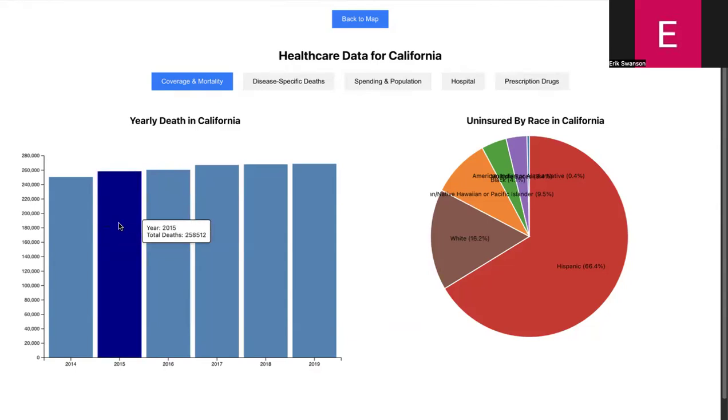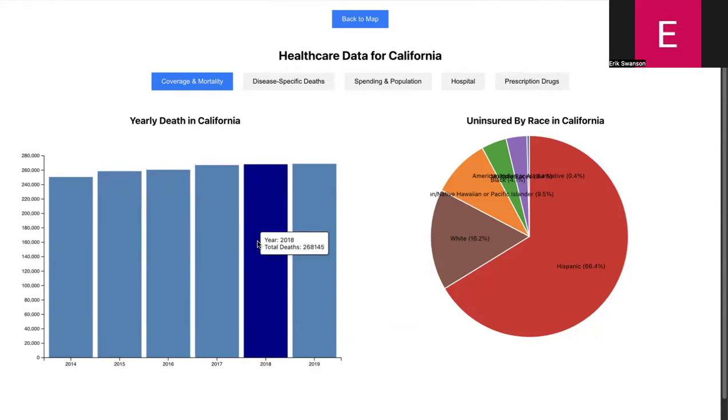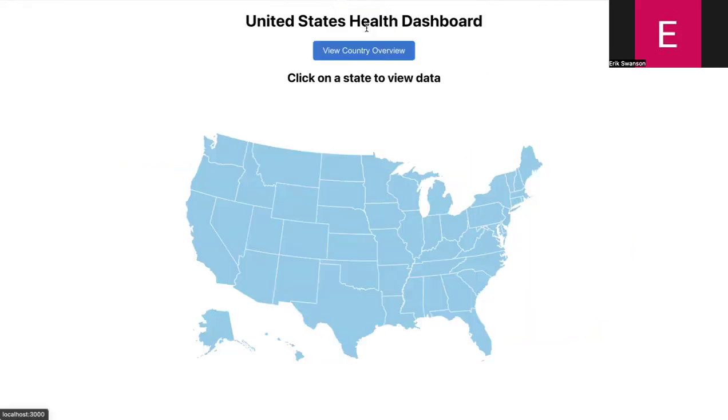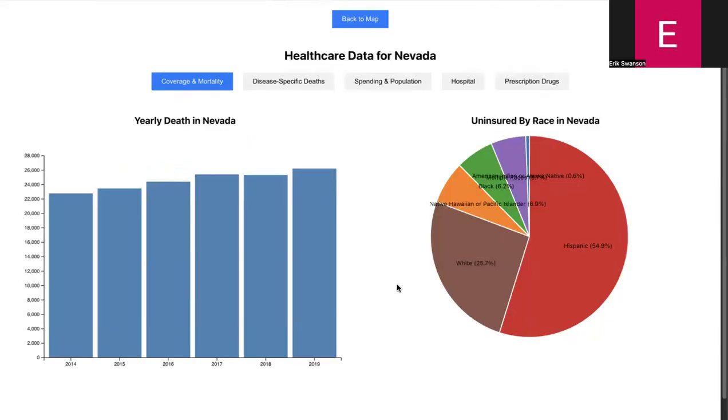California is very interesting because the deaths have stabilized yearly, and almost all people who are uninsured in California are Hispanic. And looking at Nevada, you can see that how the spikes and decreases you're seeing with the state is very intriguing.